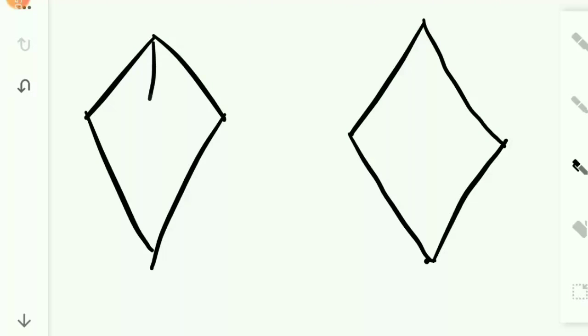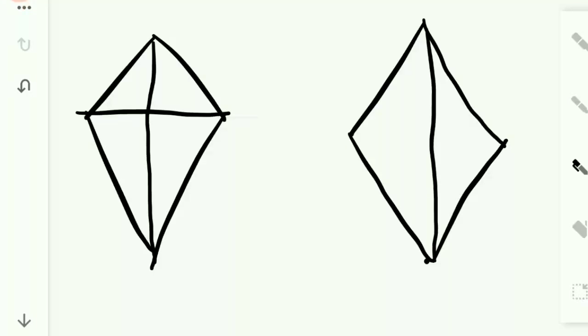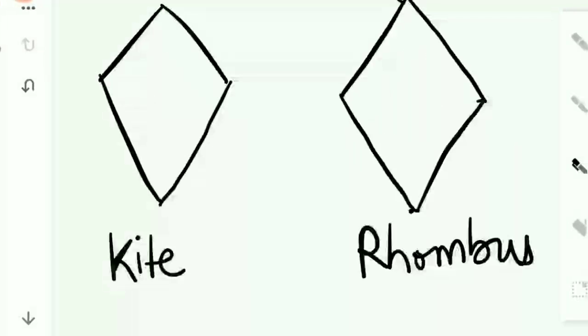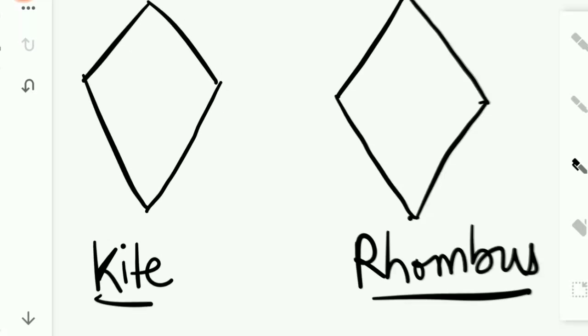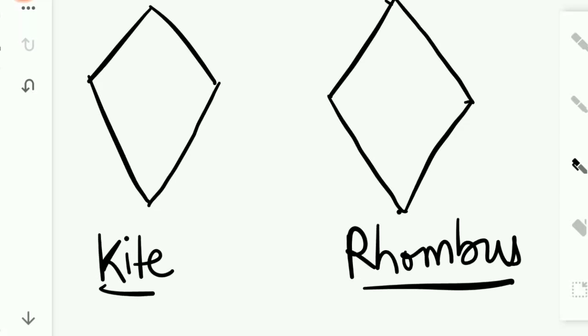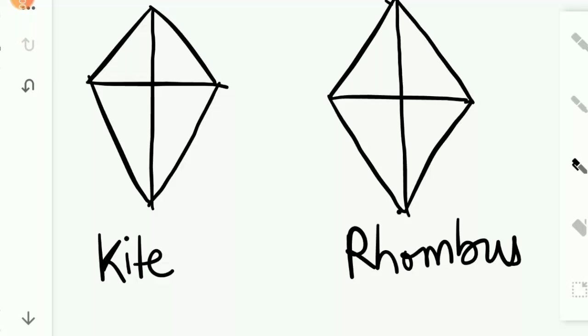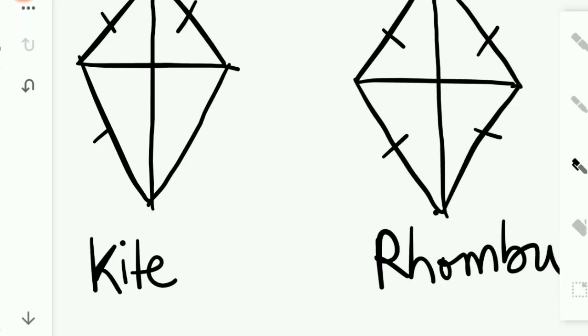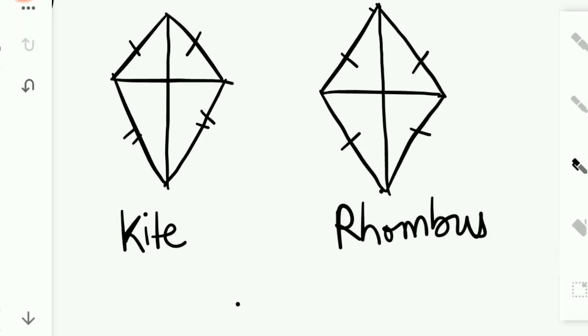Now look at these two figures very closely. This is a kite and this is a rhombus. So this one is kite and this one is rhombus. But we do not only trust our vision. What we'll do is we'll see which properties will help us prove this. First thing that we notice is a rhombus has all the sides equal and a kite has only these two sides equal to each other and these two sides equal to each other.